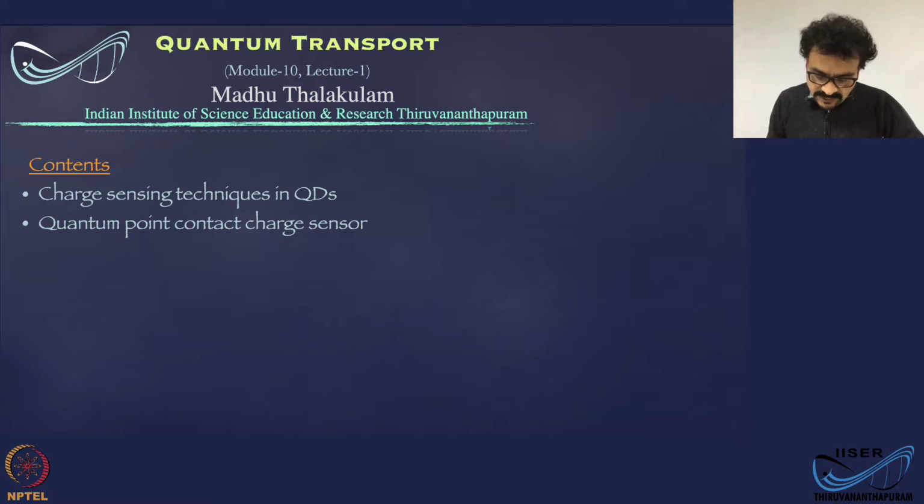In this module, we will discuss a special class of mesoscopic electrical amplifiers, namely charge amplifiers or charge sensors. And we will focus on the charge sensing techniques in quantum dots. And for this particular lecture, we will discuss the quantum point contact charge sensors and its application in sensing charges in quantum dots.